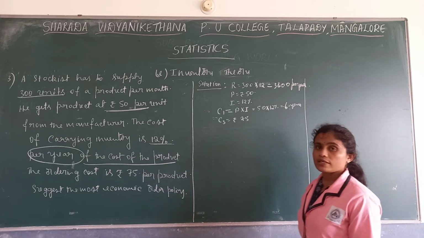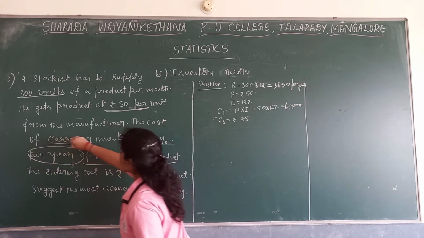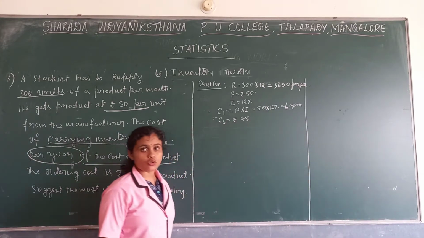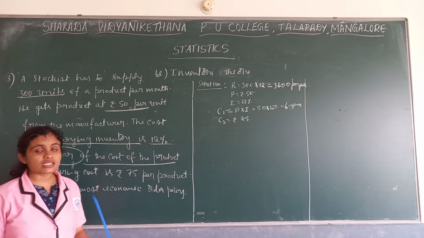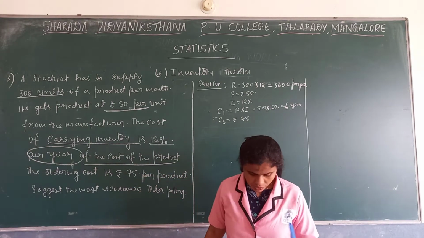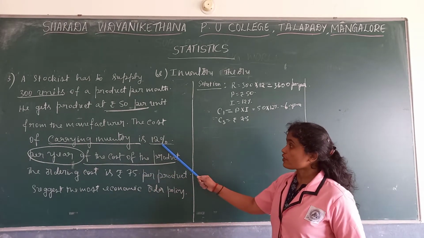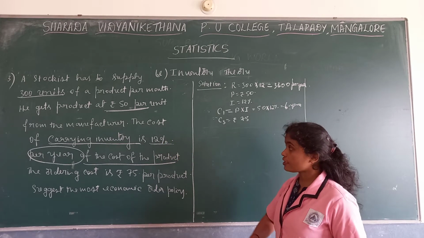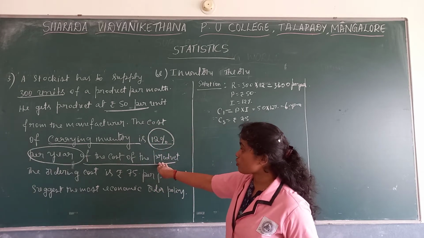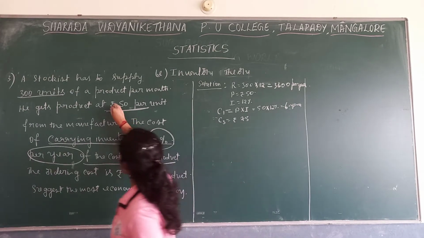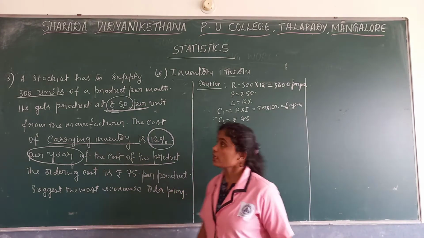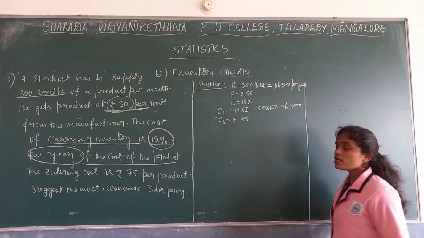Why are we converting demand? Because our cost of carrying inventory, the C1, is in the form of year, so we need to convert the demand also in the form of year. We always convert demand according to C1. Now here one more difference: the cost of carrying inventory is presented in the form of percentage. When you get it in the form of percentage, you have to multiply with the cost of the product, which they mentioned as 50. Then you will get your C1.